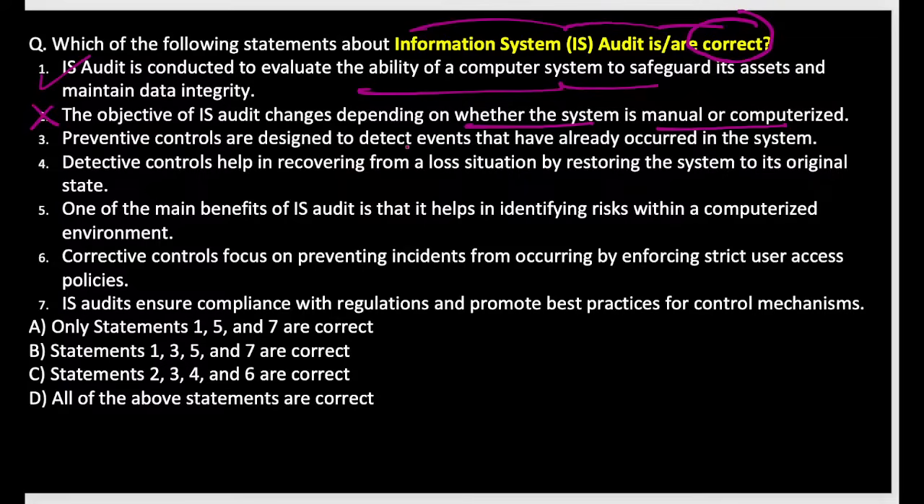Preventive controls are designed to detect events that have already occurred. No, preventive is kind of forecast based, okay. So they are not already occurred. We are basically protecting from the upcoming malicious software or the virus and others, right? So that should be wrong.